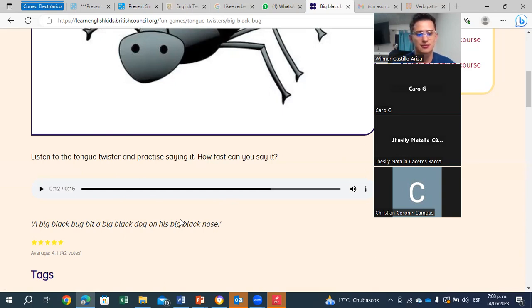A big black dog beat a big black dog and his big black nose. Okay, that was good, but now try to do it quickly. A big black book with a big black dog and his big black nose. Hey, that was pretty good. Good, good. Another person. There's another person who wants to try it. I'm trying, teacher. Okay, Danila, let's do it. A big black bug, a big black bug on his big black nose. That's good, but now quickly.